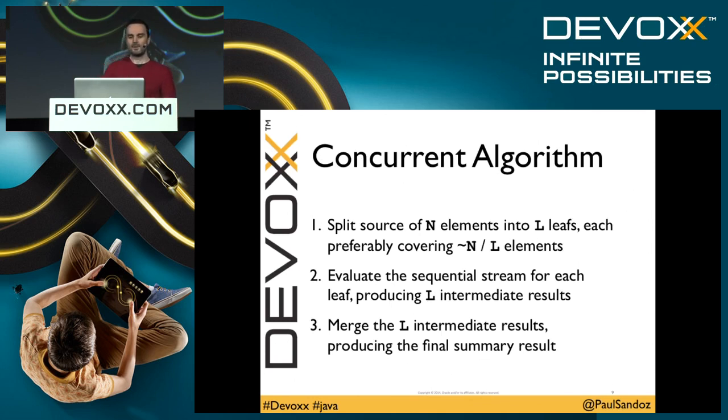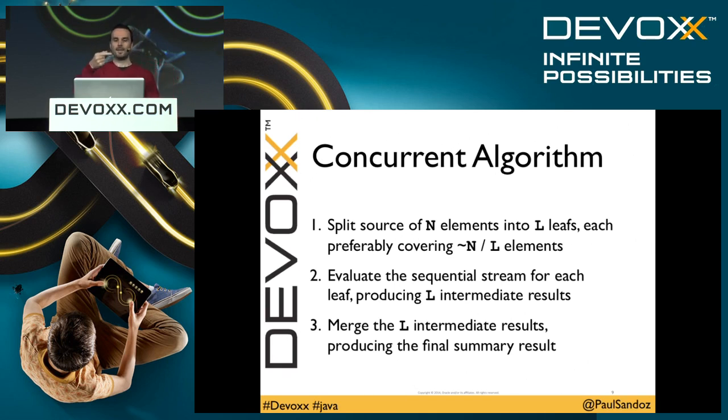The first stage, what we do is we split the elements that we're operating on into n separate leaves, and those leaves will cover approximately the same number of elements. So we have to split our problem up, and then we evaluate sequentially those leaves, each one of them, to produce L intermediate results, and then we merge those intermediate results up into one summary result.